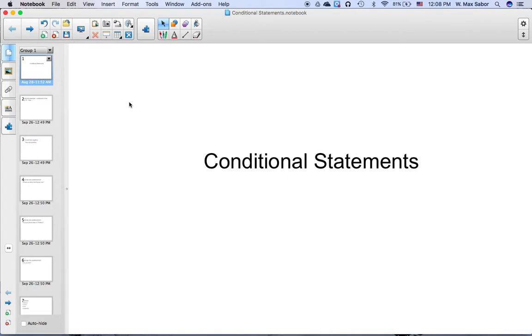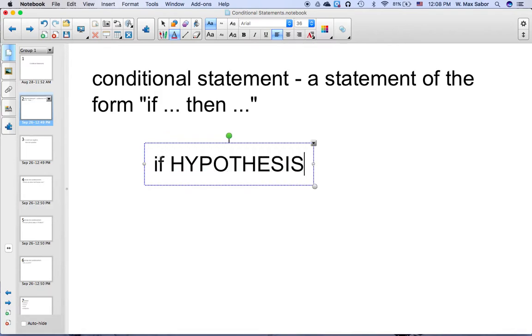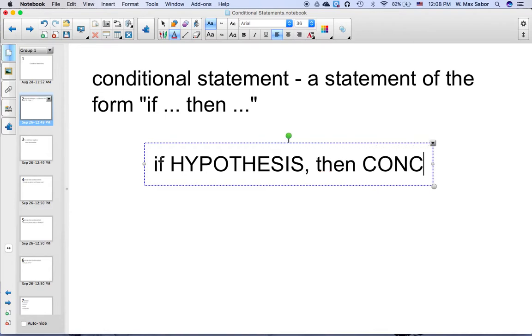Conditional statements. Conditional statements are a way for mathematicians to be consistent in showing what causes what. Because often mathematics is about being given some information and trying to figure out some other thing. A conditional statement is a statement of the form if, then. So if some hypothesis, and you've seen that word in biology, it means something slightly different here, then conclusion. So if something happens, then something else happens.